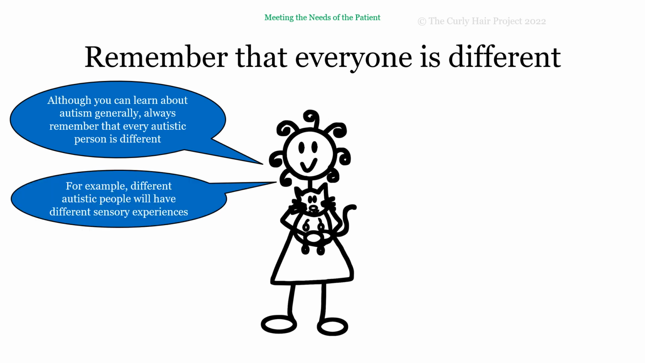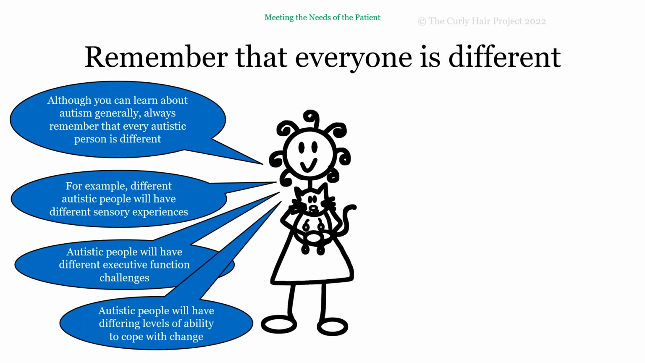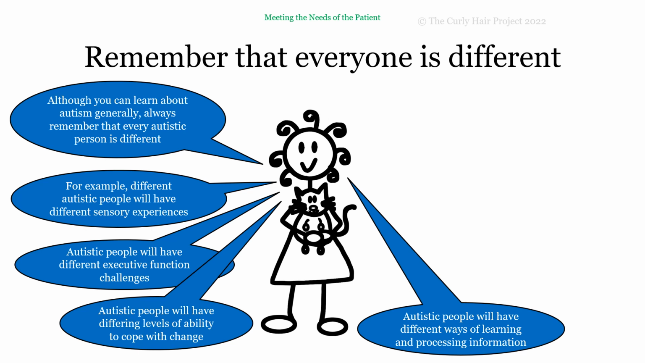For example, different autistic people will have different sensory experiences. They will have different executive function challenges. They will have differing levels of ability to cope with change and to be flexible. And also different preferences for the way they learn best, such as visually, and for the way they best process information, for example, quietly and in their own time.